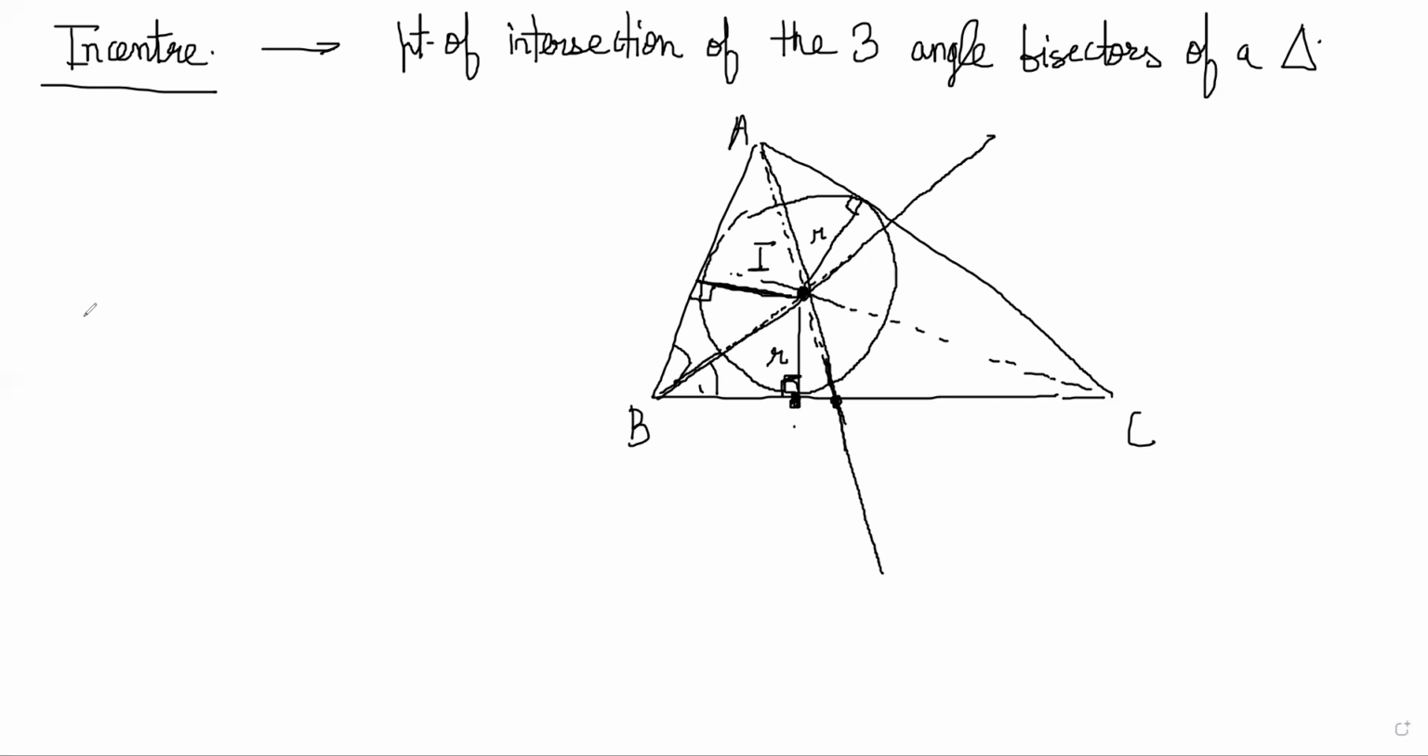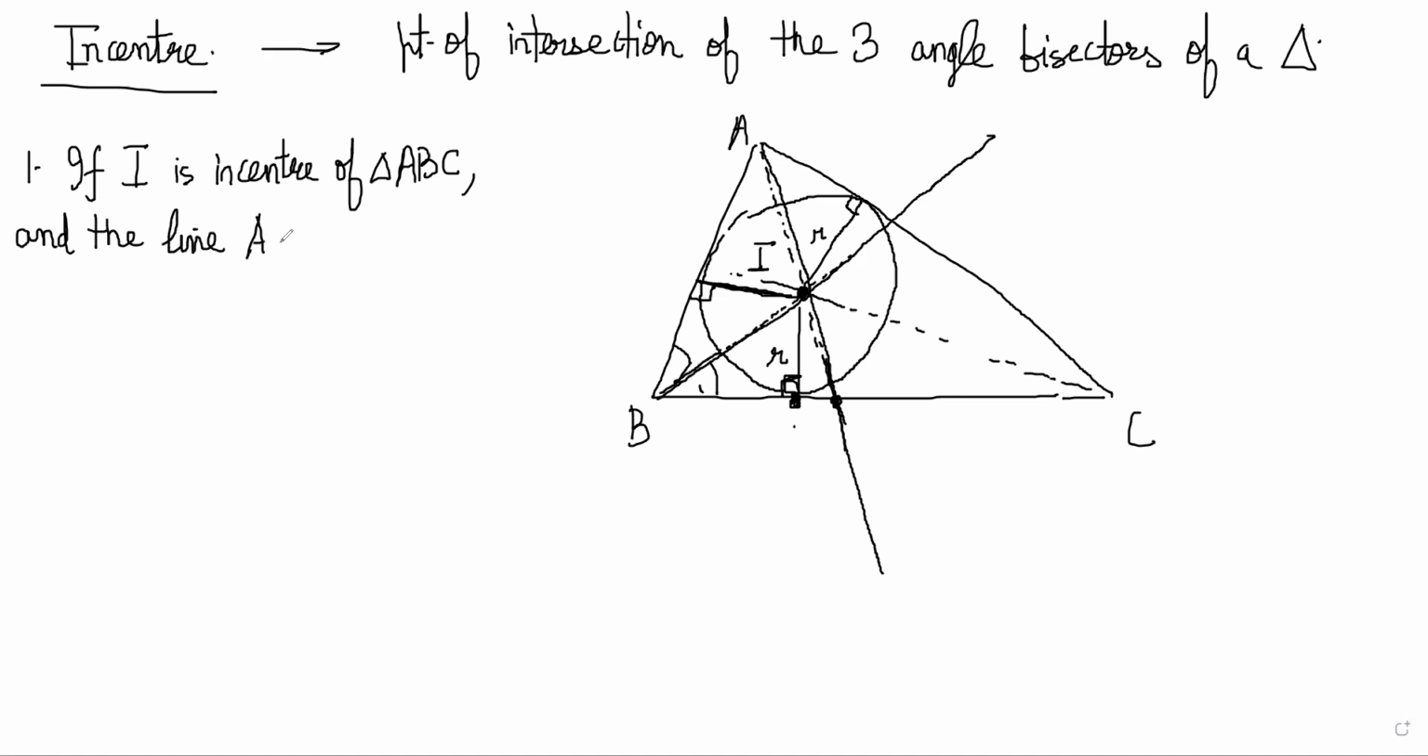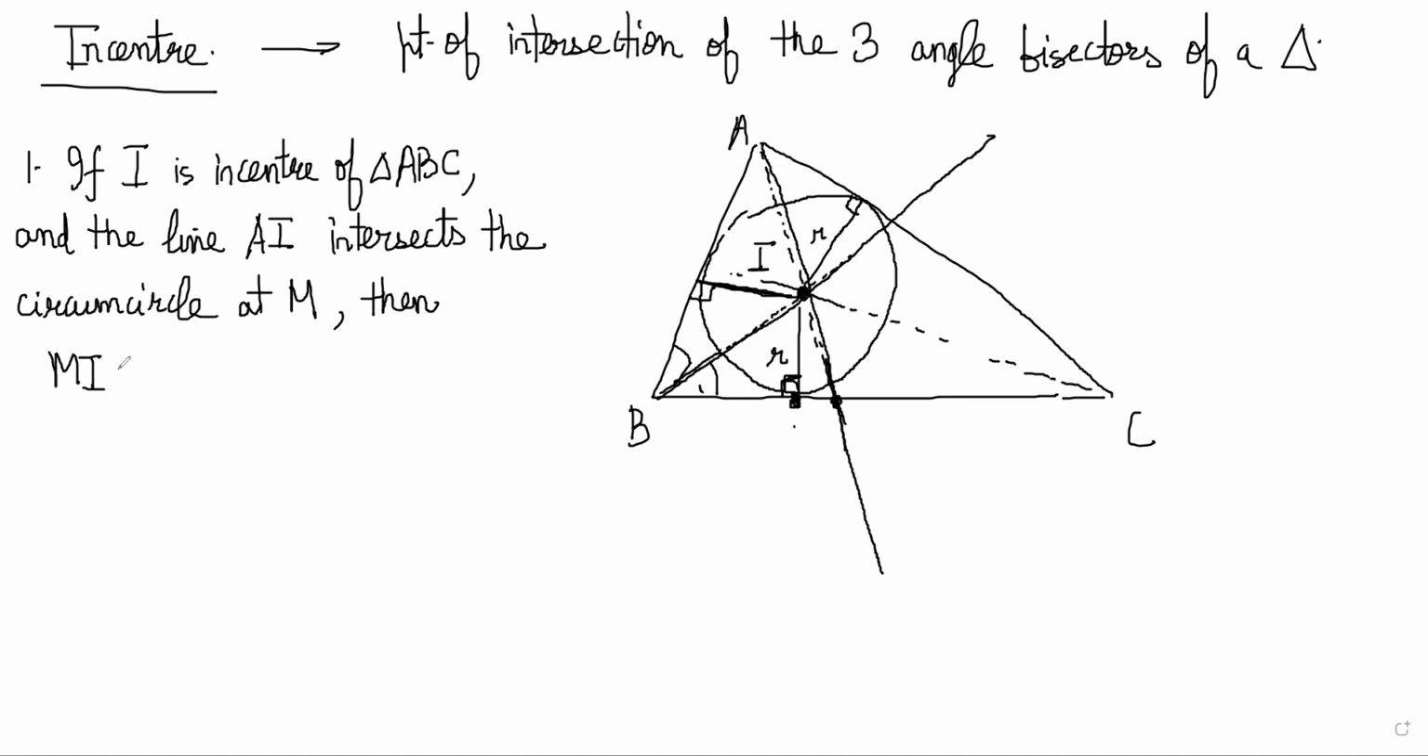Let's look at some important properties of the incenter. The first property is quite important. It says if I is the incenter of triangle ABC and the line AI intersects the circumcircle at M, then MI is equal to MB is equal to MC.